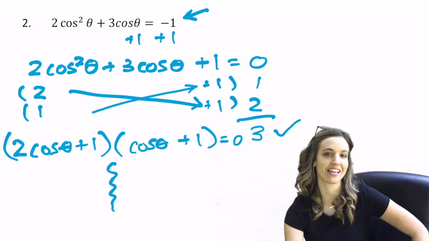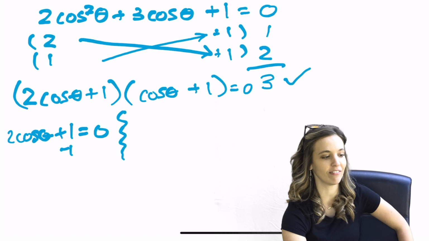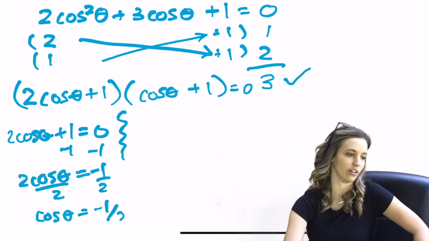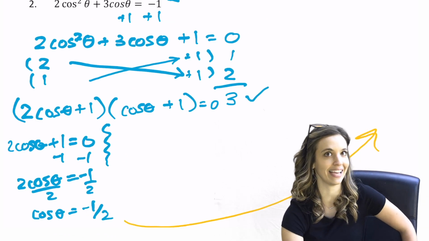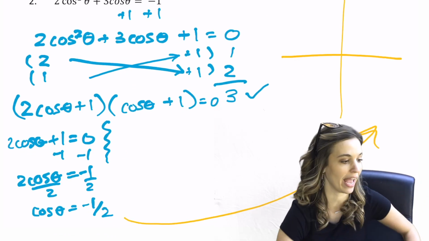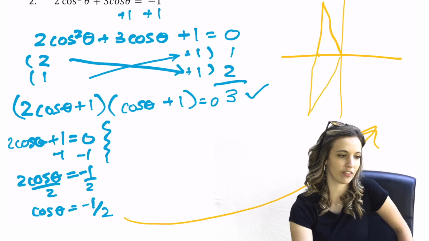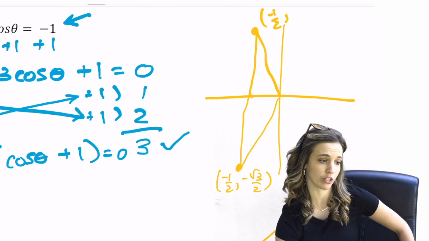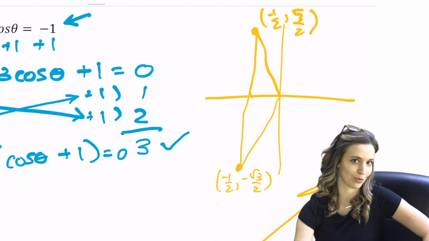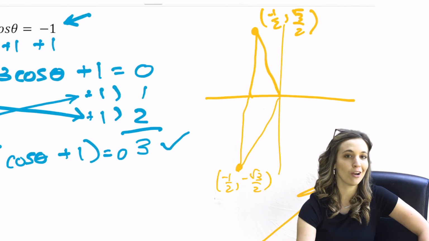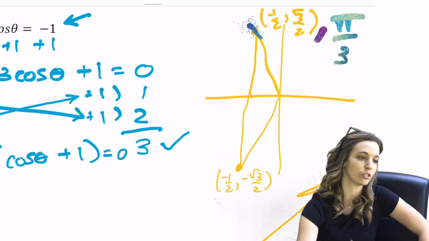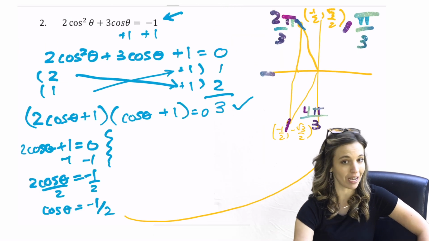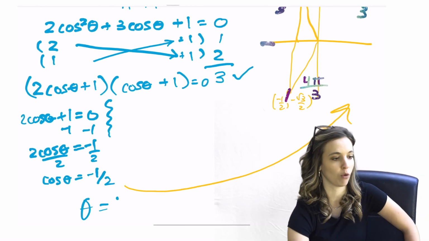Okay, so here we go. 2 cosine theta plus 1 equals 0. I'm going to subtract 1, divide by 2, and cosine theta equals negative 1/2. Now let's head on over to my unit circle. Cosine is the x-coordinate, it's negative, so I'm going to be in quadrants 2 and 3. If I get those drawn on here, I have the coordinates (negative 1/2, root 3 over 2) and (negative 1/2, negative root 3 over 2). Those are at my pi over 3s. If that's 1 pi over 3, then that would be 2 pi over 3, and then 3 pi over 3, 4 pi over 3. So my possible thetas so far are 2 pi over 3 and 4 pi over 3.